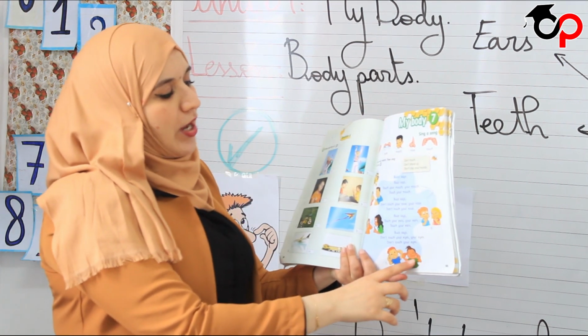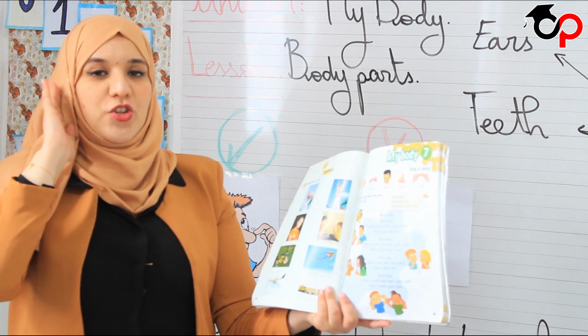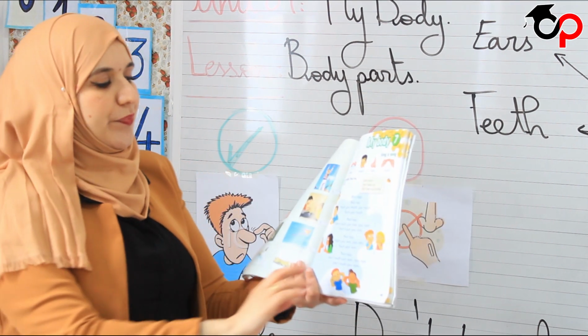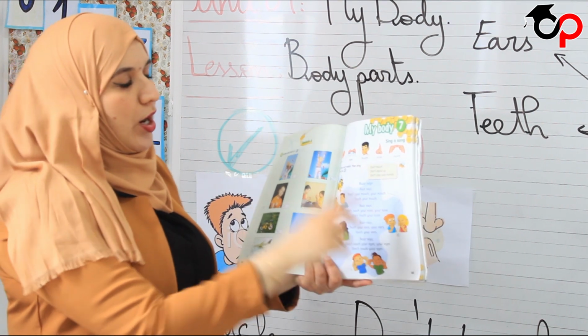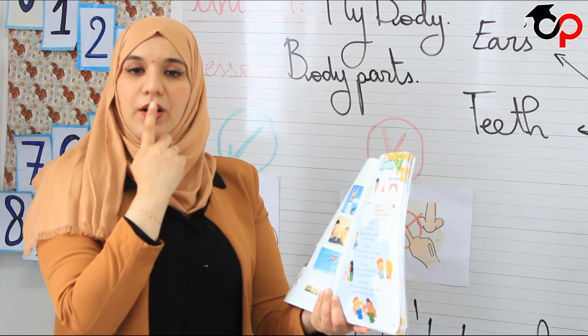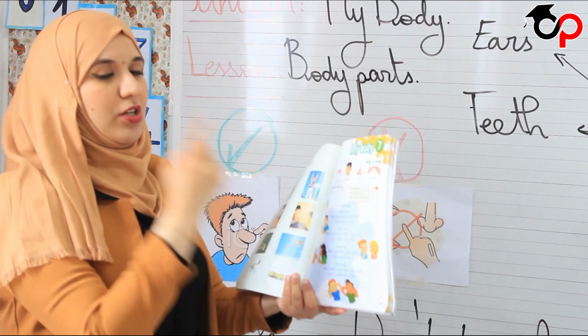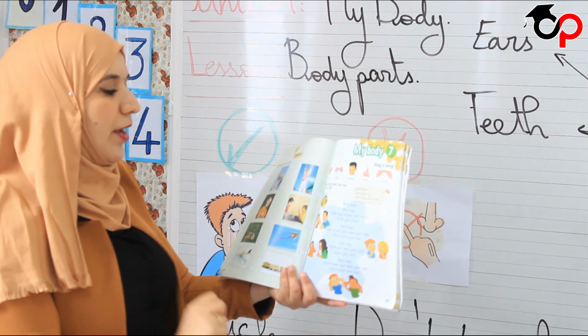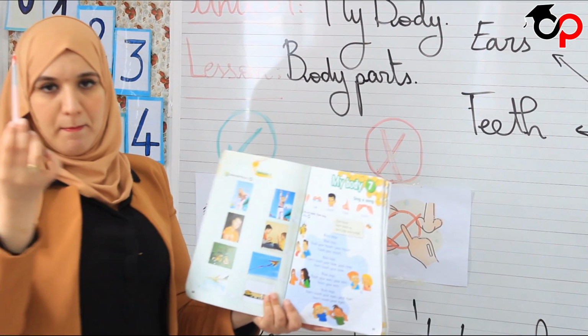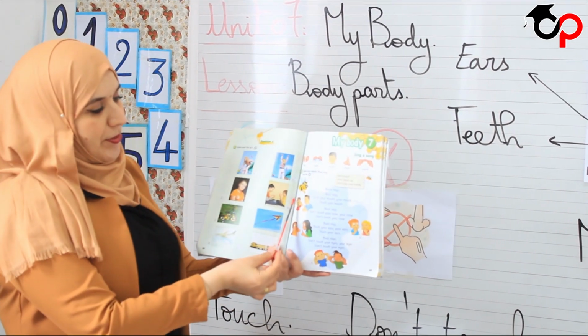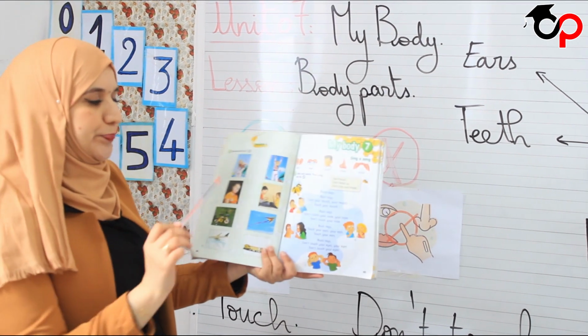In C, we have two boys who are touching their ears. And in D, we have a boy and a girl who are touching their mouth. So, let's try to match the pictures with the parts.